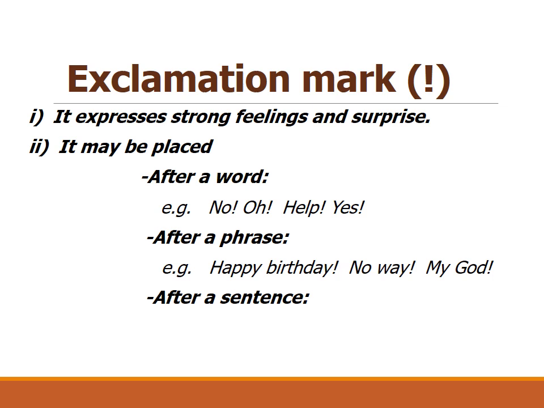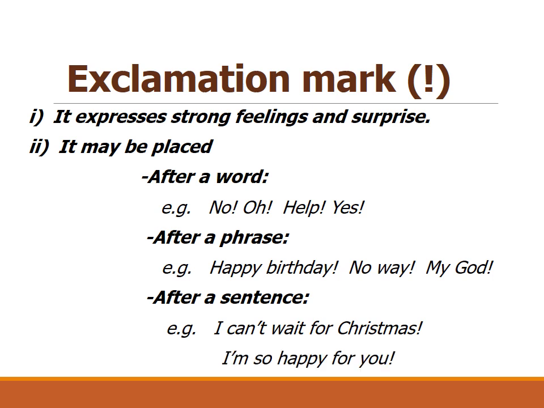It can also be used after a sentence. I can't wait for Christmas. So here the person is expressing his strong feelings. Another example, I'm so happy for you. So again the person is showing his happiness, the feeling of happiness. So it's ending again with an exclamation mark.